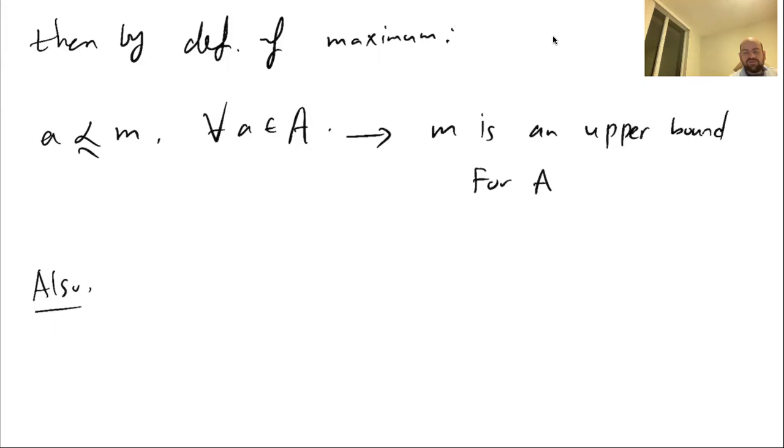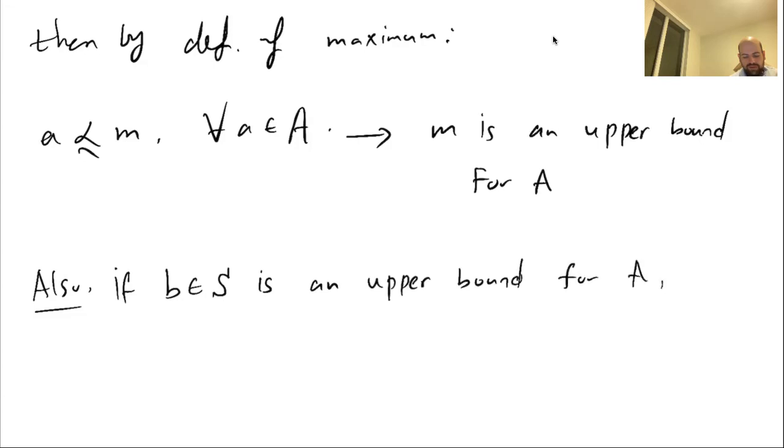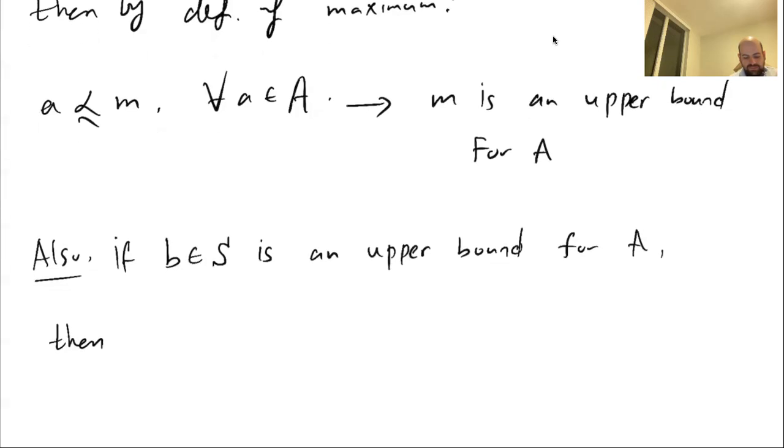Also, how can I show it's the least upper bound? I have to consider another upper bound for A. Let's say B in S is an upper bound for A, then we can say that M is less than or equal to B. If I prove this, then that means M is the least upper bound because it's less than or equal to any other upper bound.